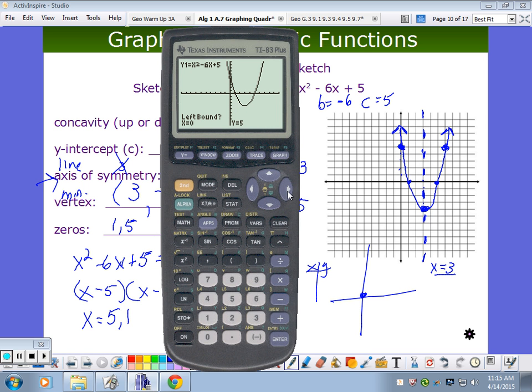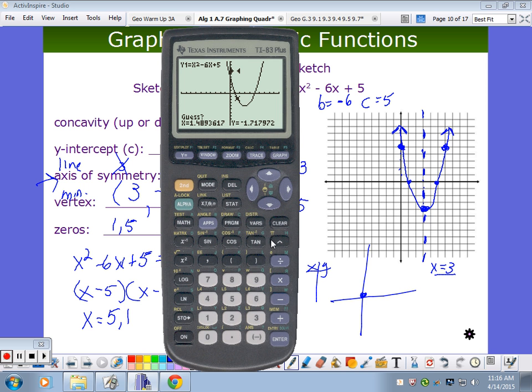So I'm going to work on this one. This little right arrow key, I move it till it's just before the zero. Don't touch it. Just before. That's my left bound. Then it says, what's your right bound? You're going to go a little bit to the right of the zero. Bound it to the right. The calculator knows it's somewhere in between.